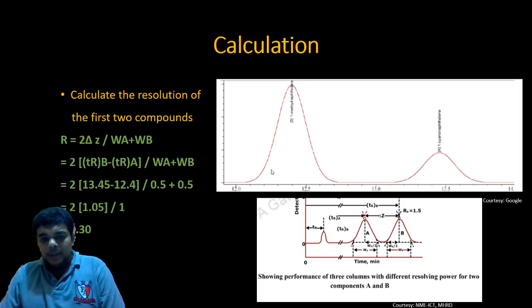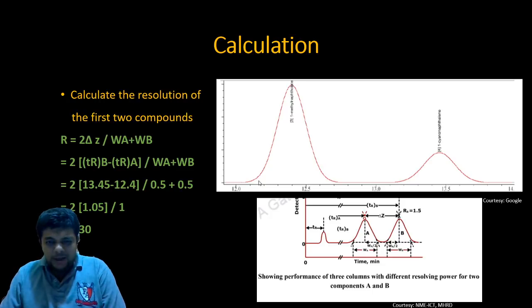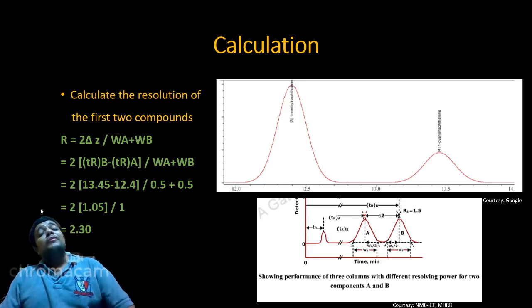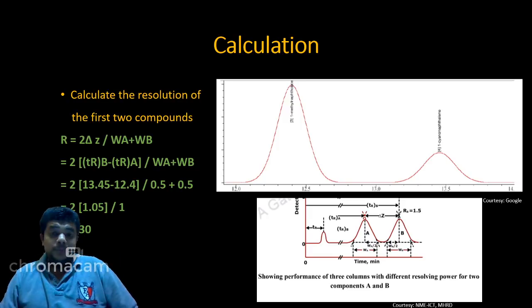and this width. If this width is calculated from here, it is 12.1 to somewhere around 12.65. So what I did, I made it a round figure, 12.15 to 12.65, so 0.5 is that value, the width. Over here it is 13.2 to 13.7, so again 0.5. So when I solve this, I will get my resolution value around 2.30.